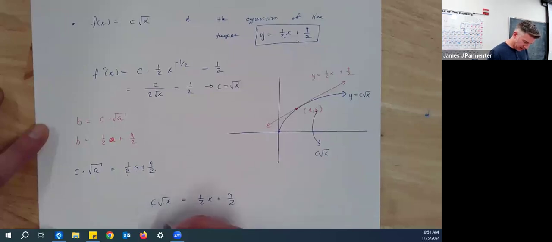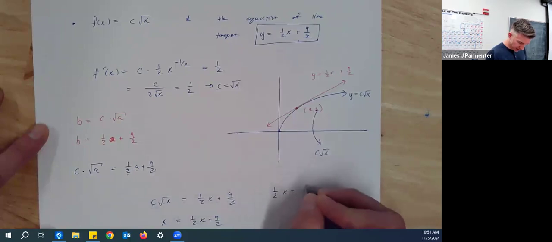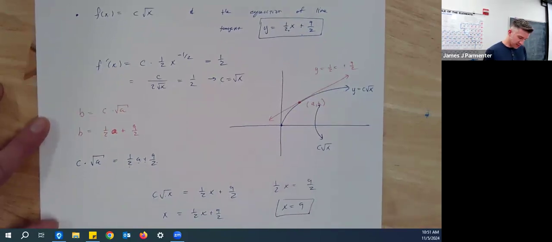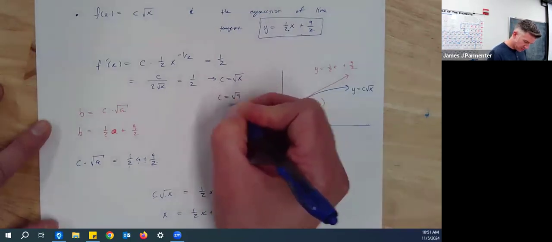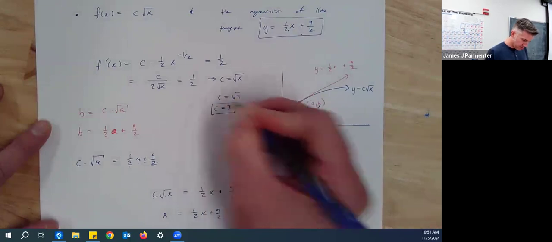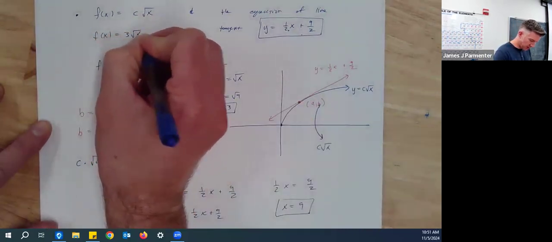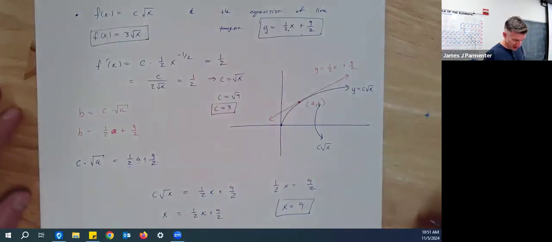So root x times root x is x. x equals 1/2 x plus 9/2. So it looks like we're going to get that x minus 1/2 x, which is 1/2 x, is equal to 9/2, which means x is equal to 9. If x is equal to 9, that means c is equal to 3. So what we're saying here is that our function is 3 root x, and the point of tangency is 9, 9.